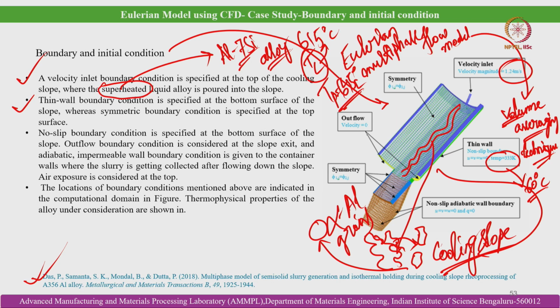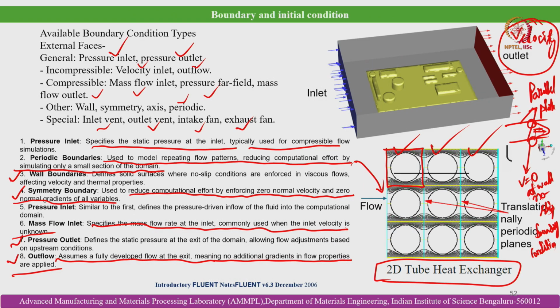The bottom surface of the slope is specified with it, whereas a symmetry boundary condition is specified at the top surface. You can see over here, this is the symmetry boundary condition. Here the important scalar variables that are getting solved in this computational domain do not change in value across this wall, and the normal velocity is 0, as I discussed in the previous slide. So this is the case of symmetry boundary condition. It is applied to reduce computational effort by enforcing 0 normal velocity and 0 normal gradients of all variables.